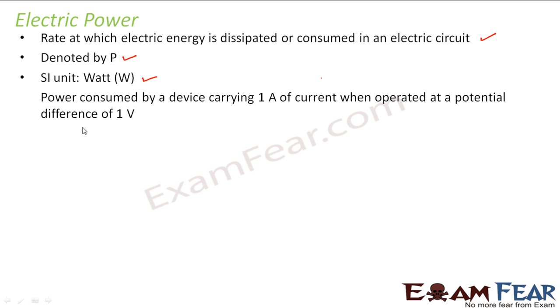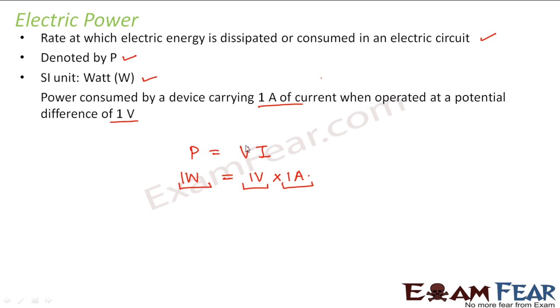So how do I define 1 watt? It is defined as the power consumed by a device carrying 1 ampere of current when operated at a potential difference of 1 volt, because power is equal to VI. That is what we derived in the last slide, right? So 1 watt has to be 1 volt multiplied by 1 ampere of current. It is the power consumed when 1 ampere of current passes through the device when operated at a potential difference of 1 volt.